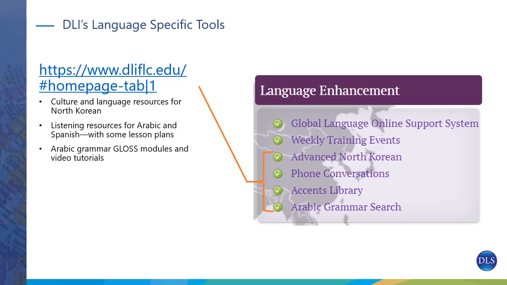The Arabic Grammar Search is a specific grammar resource that points students to gloss modules focused on grammar, as well as other video tutorials.